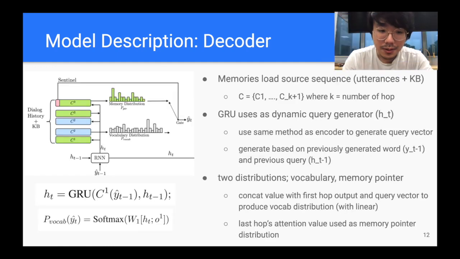The decoder loads the input sequence of utterances and knowledge into its memories. Instead of using a 0 vector as a query vector, the decoder uses a GRU to generate it. The decoder produces 2 distributions as outputs, the vocabulary and memory pointer. To generate the vocabulary distribution, the first hop embedding output and the query vector are concatenated and forwarded to a linear layer. The last hop attention is used as a pointer distribution.